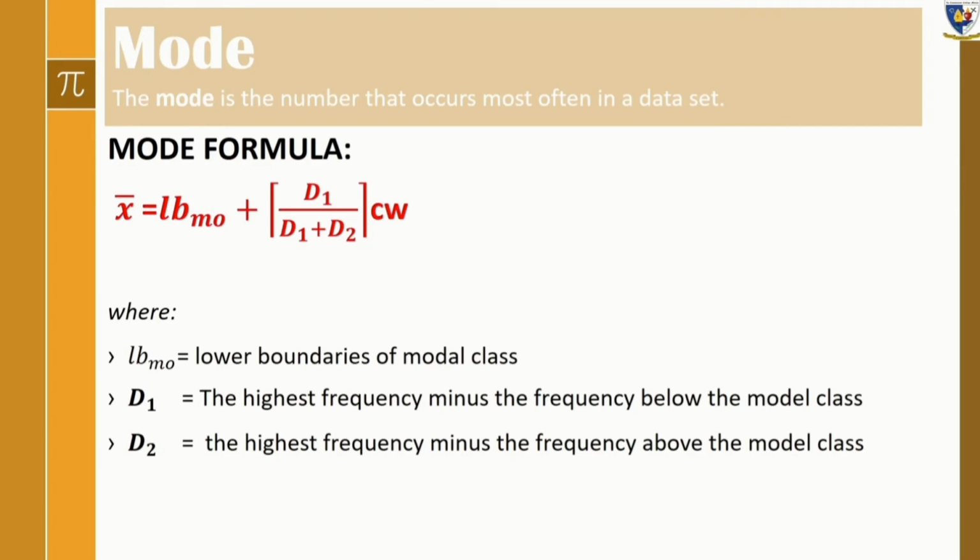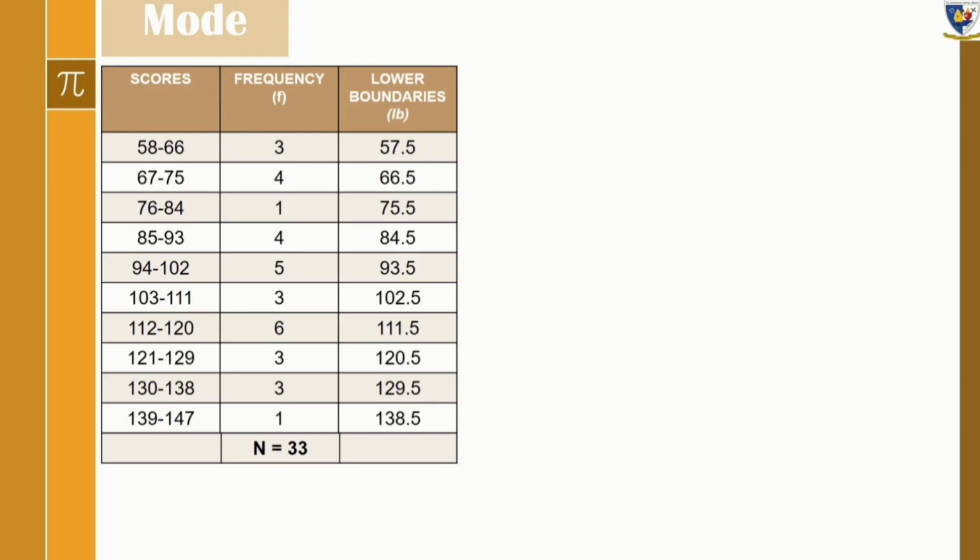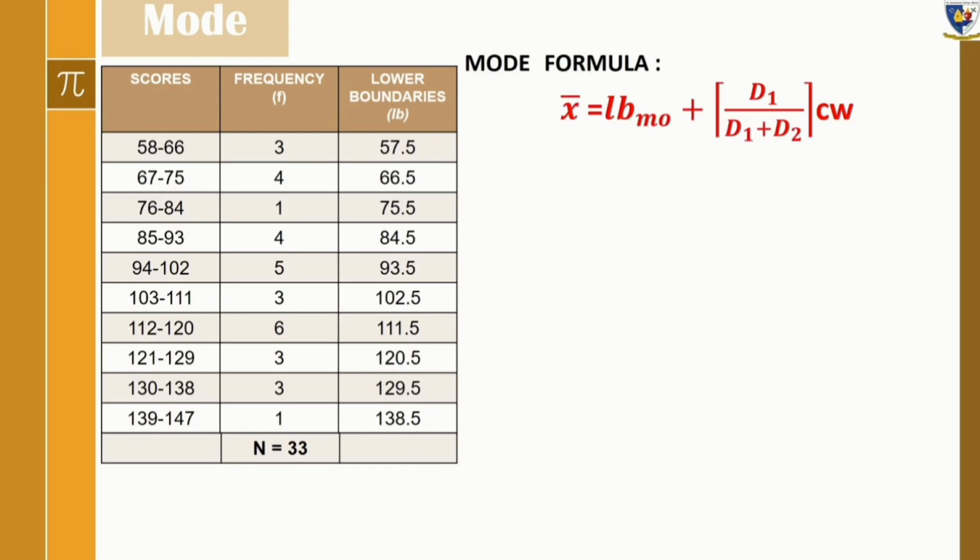So our mode formula is x bar equals LB plus d sub 1 over d sub 1 plus d sub 2 times class width. Again, the LB is the lower boundary of the modal class, d sub 1 is the highest frequency minus the frequency below the modal class, and d sub 2 is the highest frequency minus the frequency above the modal class. Now, to find the lower boundary of the modal class, first find the highest frequency. And in our example, the highest frequency is 6.